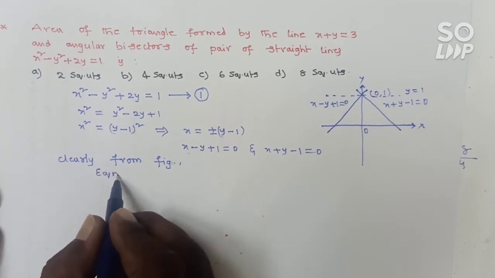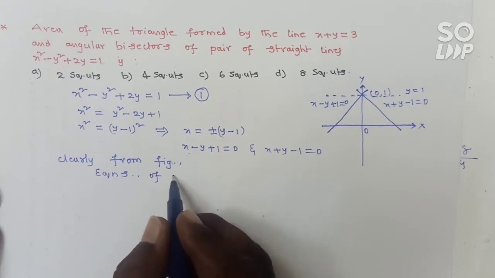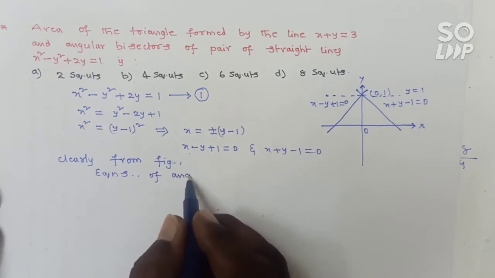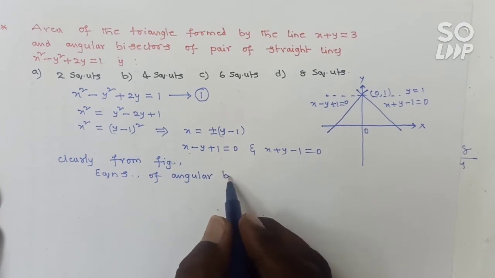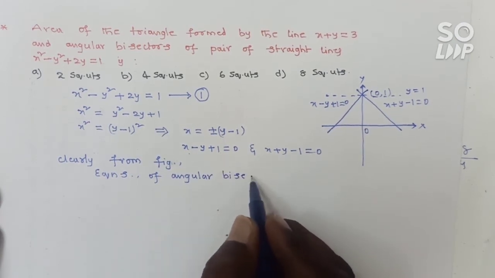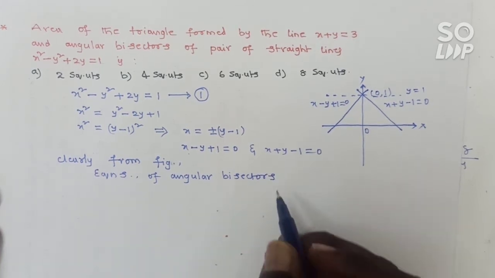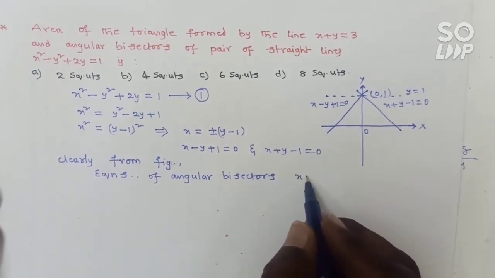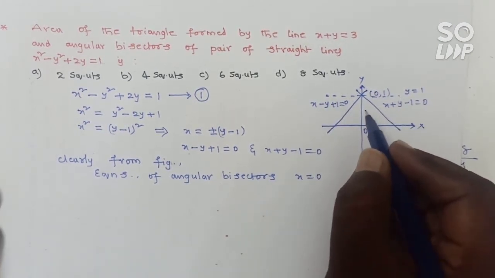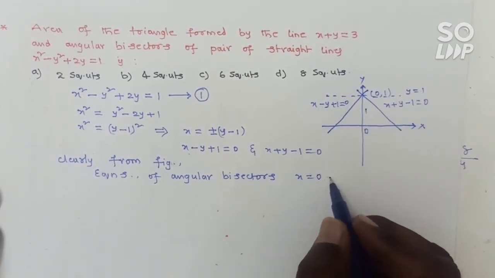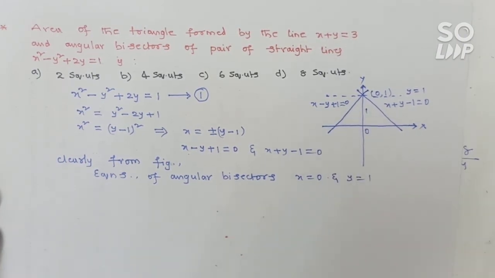So from that figure, the equations of the angular bisectors: please all of you observe this. One equation is x equals 0, that is the y-axis, and another one is y equals 1.